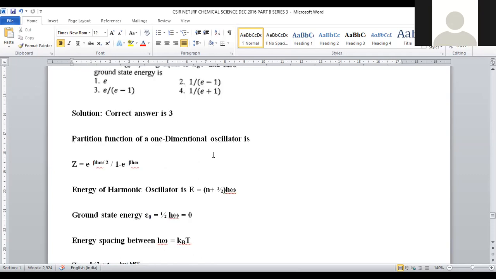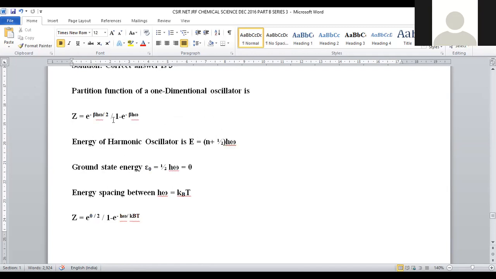Now the partition function of a one-dimensional oscillator is Z is equal to e to the power minus beta h cut omega by 2, divided by 1 minus e to the power minus beta h cut omega. So this is the formula.